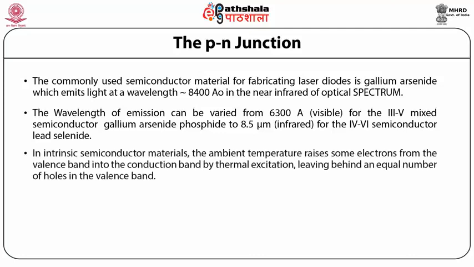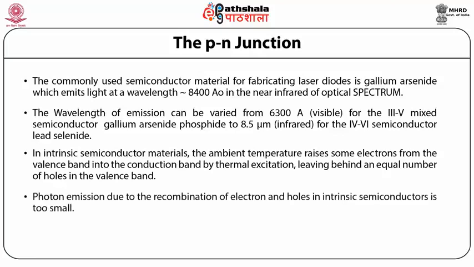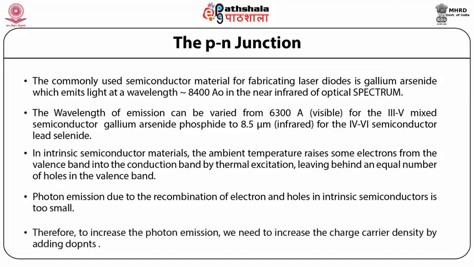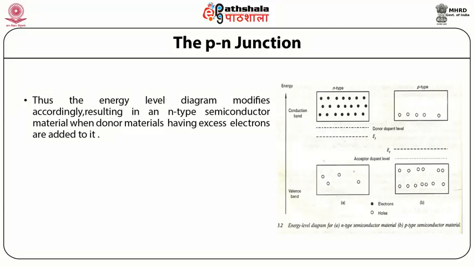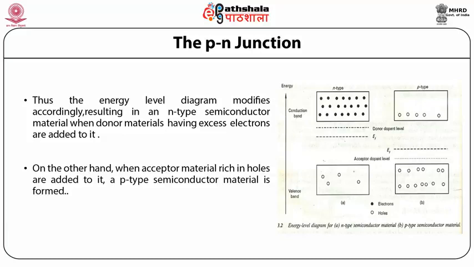In intrinsic semiconductor materials, the ambient temperature raises some electrons from valence band into the conduction band by thermal excitation, leaving behind an equal number of holes in the valence band. Photon emission due to the recombination of electrons and holes in intrinsic semiconductor is too small. Therefore, to increase the photon emission, we need to increase the charge carrier density by adding dopants. Thus, the energy level diagram modifies accordingly, resulting in an n-type semiconductor material when donor materials having excess electrons are added to it. On the other hand, when acceptor material rich in holes is added to it, a p-type semiconductor material is formed.